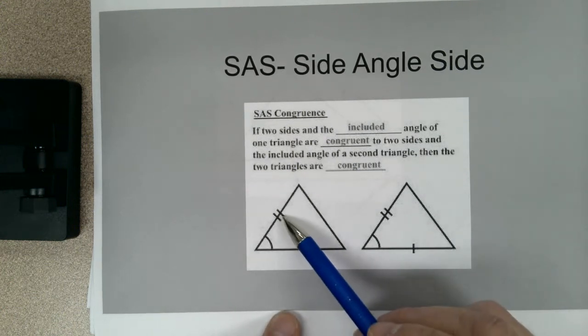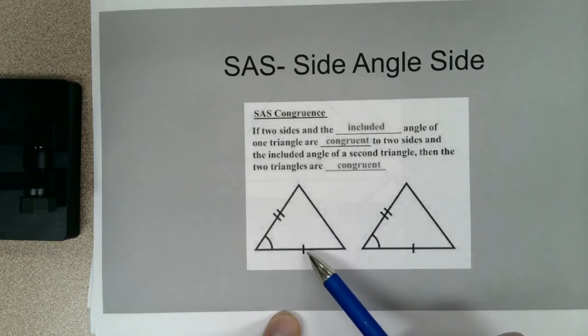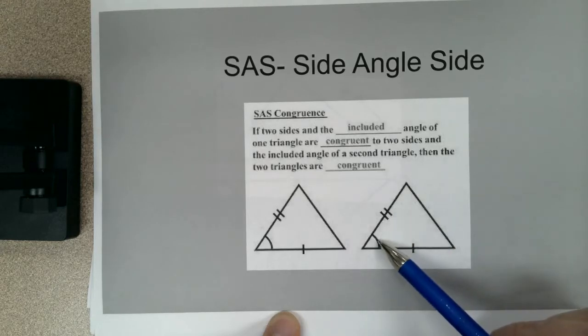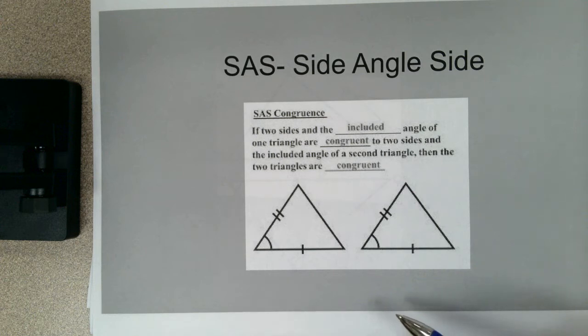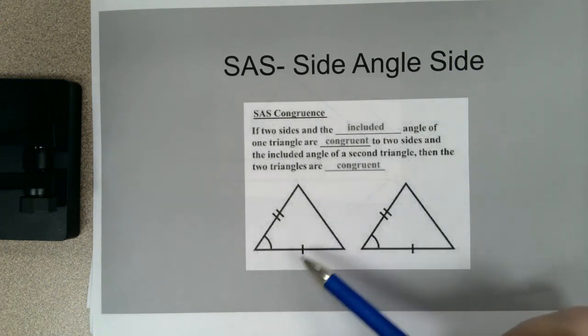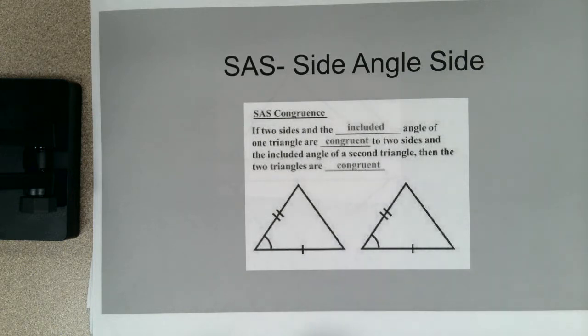So notice here as I'm saying this, side, angle, side. Same thing in the other triangle, side, angle, side. So the order is very important. It is important to know that, it is the included angle along with those two sides. If it doesn't follow that order, then we're not able to use this as a way to prove the triangles congruent. So take a minute and write that down in your notes.